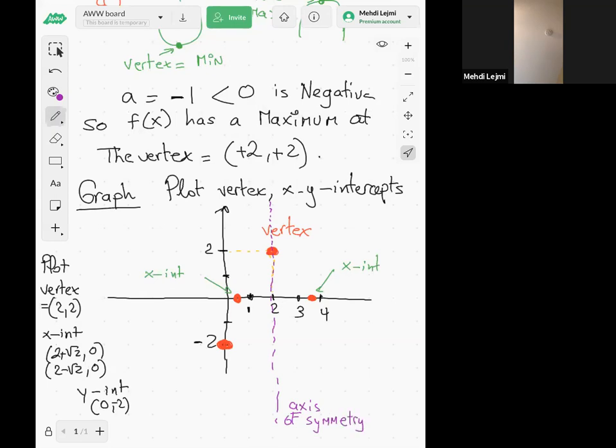Anyway, now all I have to do is to connect the points. Remember, guys, my a is -1, so the parabola opens down. Which means I'm supposed to start from the vertex, and I'm gonna go all the way down here, and all the way down here from the left side. So that's my f of x.